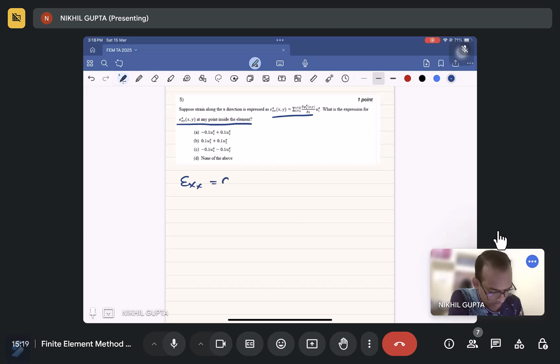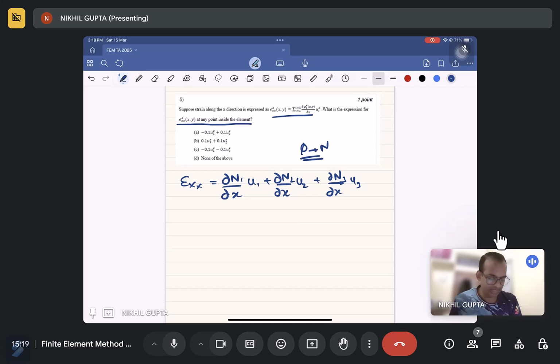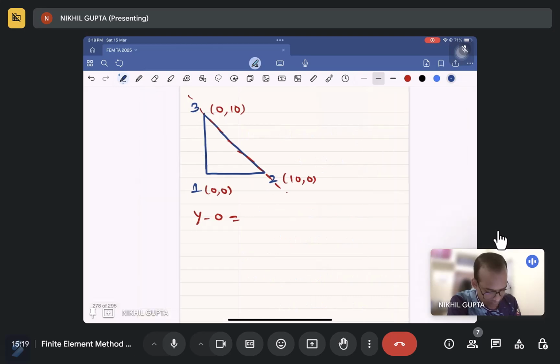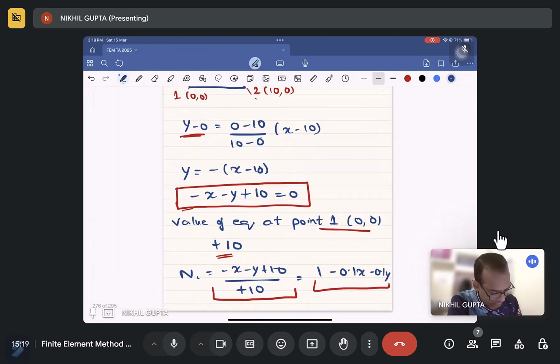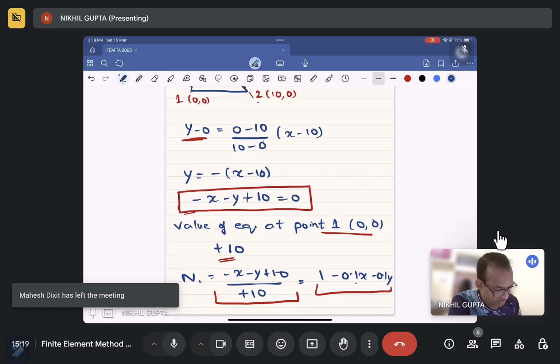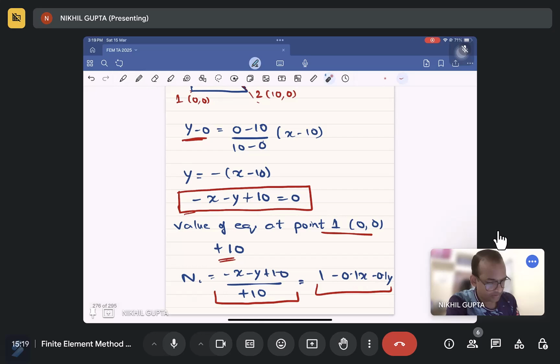Exx is equal to del N1 by del x u1 plus del N2 by del x u2 plus del N3 by del x u3. So I have replaced phi by N for better understanding, but that's the same. You can write phi as well. So what N1 do we have? We know the N1 is this. So when we differentiate this equation with x, we'll get minus 0.1 only.